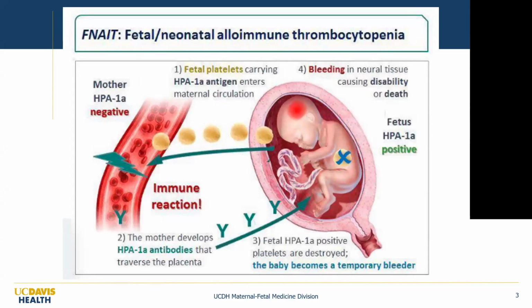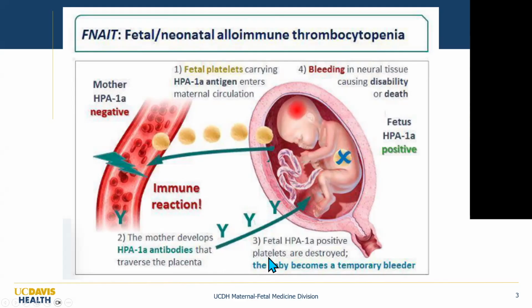So, just kind of a graphic representation of the HLA or the neonatal alloimmune thrombocytopenia, which is the platelets. So, essentially, kind of what I said, the platelets here in number one, carrying the HPA-1A antigen, enter into the maternal circulation. And then the mom gets sensitized, and then basically starts developing the HPA-1A antibodies, which ultimately will cross over the placenta.